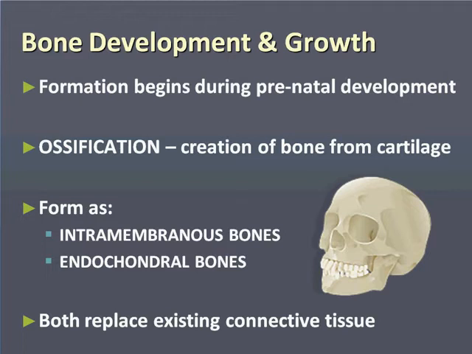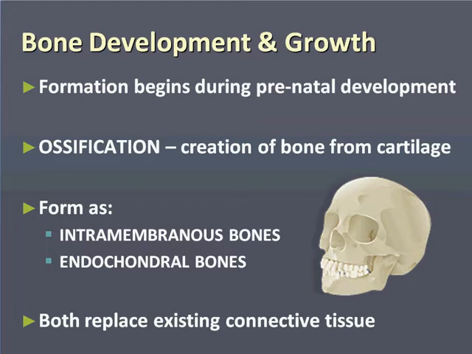Alright, so talking about bone development and growth, this is obviously stuff we're talking about in utero, or I should say in the womb. Formation occurs during prenatal development, so we're talking about very, very early on in human development and mammal development, but let's just focus on humans. The process of creating bone from cartilage is called ossification. An ossicle is actually a very small bone, so you can see where that comes from.